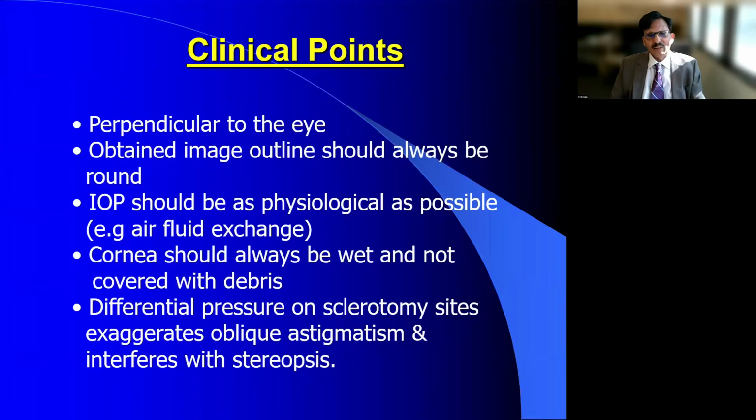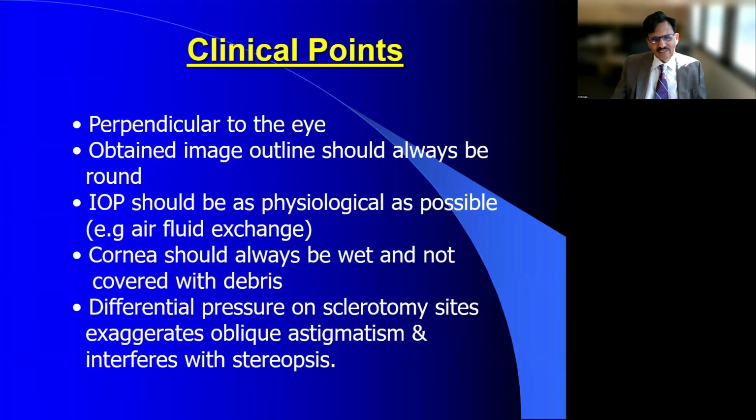You don't want to peel your corneal epithelium. These are often diabetic patients, or retinal patients. You can have neuroparalytic pathology in the cornea and cause other problems you don't want to have. Then the sclerotomy site should be appropriate. Differential pressure on the sclerotomy site can also distort the curvature in that meridian and interfere with your stereopsis.